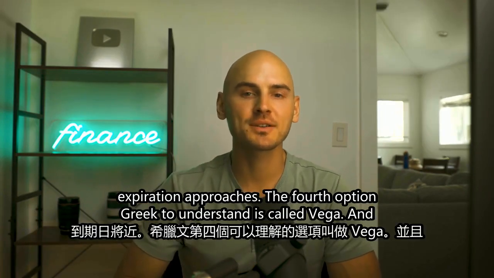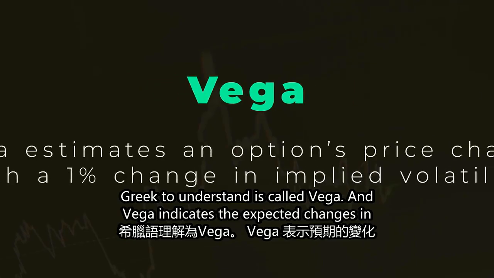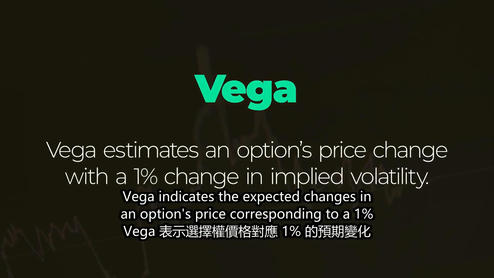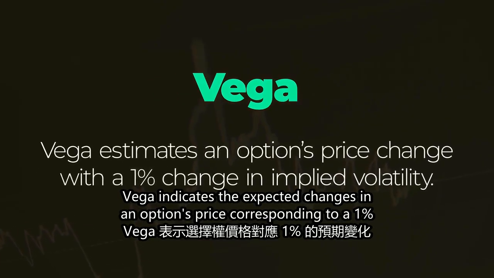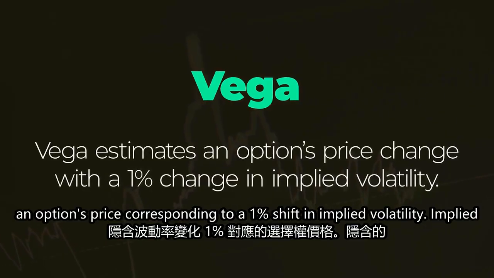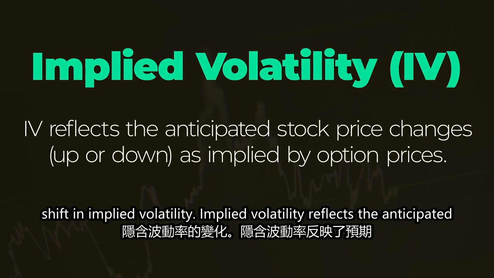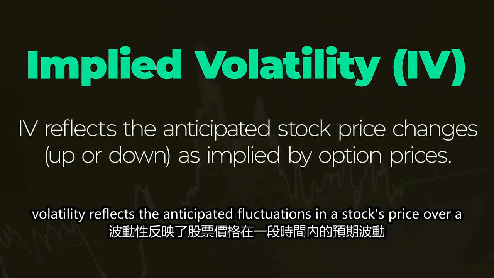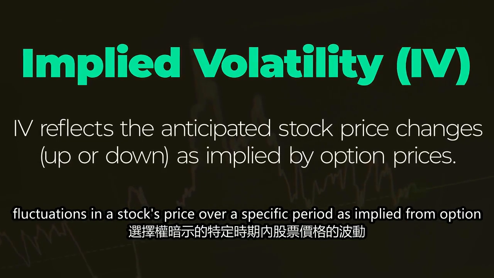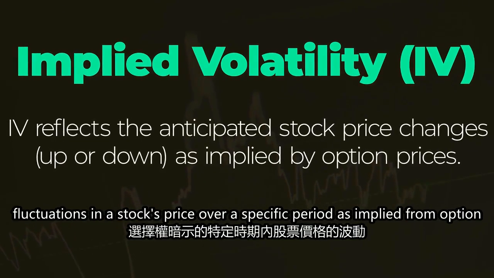The fourth option Greek to understand is called vega, and vega indicates the expected changes in an option's price corresponding to a 1% shift in implied volatility. Implied volatility reflects the anticipated fluctuations in a stock's price over a specific period as implied from option prices.